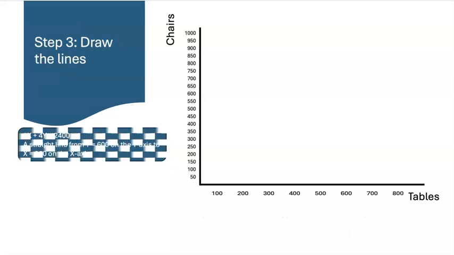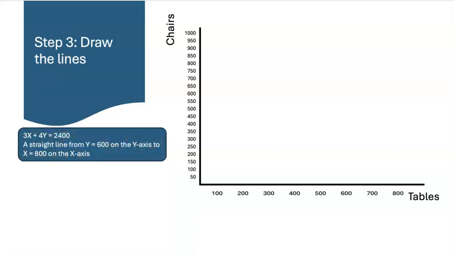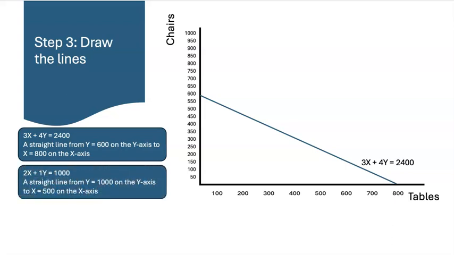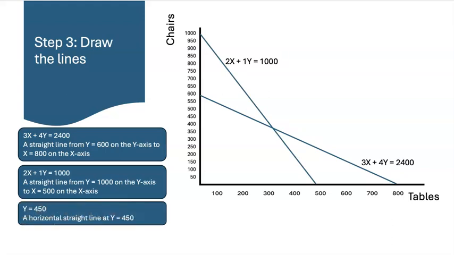So draw the lines. For the first line, we're drawing a line from y equals 600 on the y-axis to x equals 800 on the x-axis. So that's a straight line, and I will label the line 3x plus 4y is equal to 2400. Next, we have a straight line from y equal 1000 to x equal 500. Draw the line, label it: 2x plus 1y equal 1000. Sounds so funny when I say 1y, but I'm still leaving it there for emphasis.